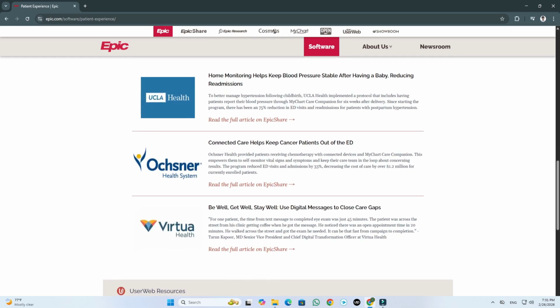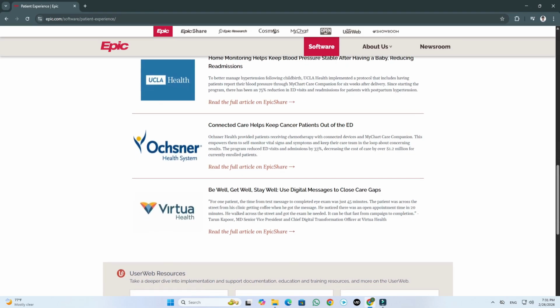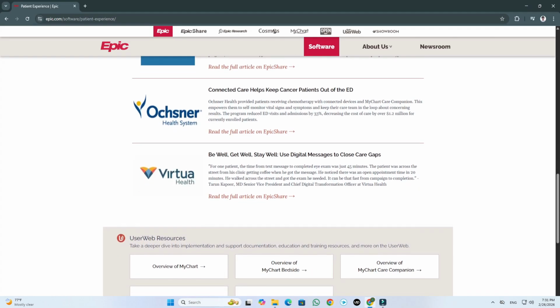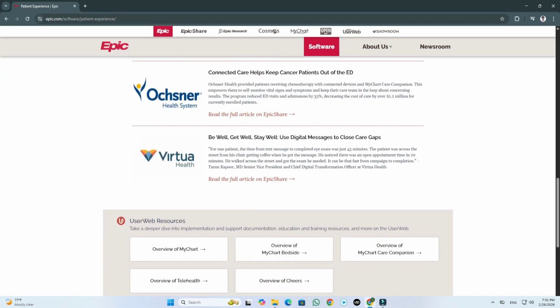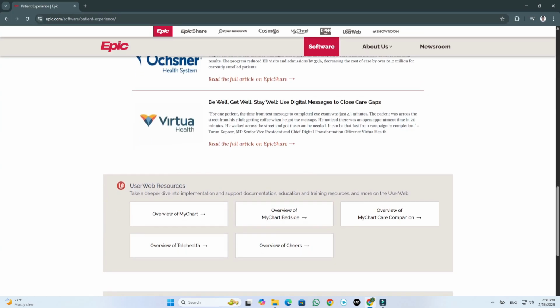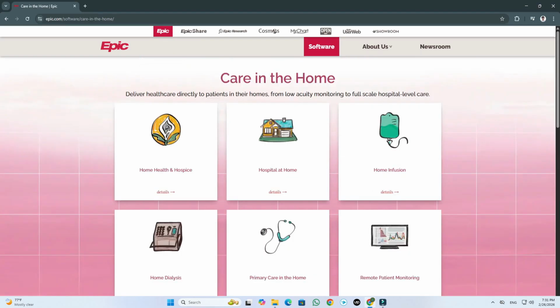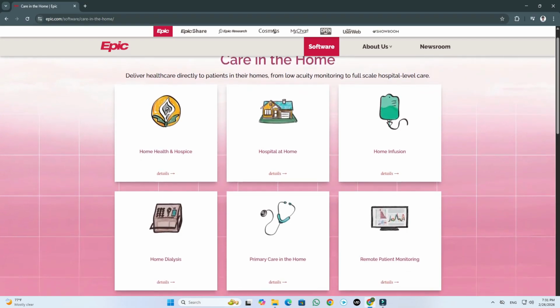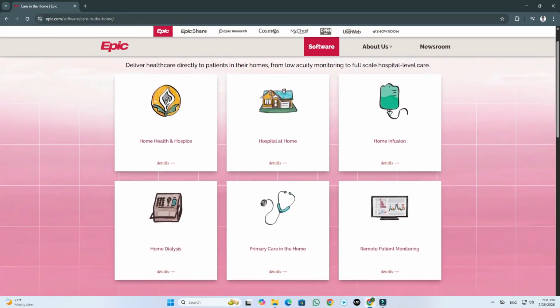Another key feature is the telehealth integration. Providers can conduct secure virtual visits directly through the Epic platform, with documentation and billing built in. This expands access to care while maintaining HIPAA compliance and data integrity.